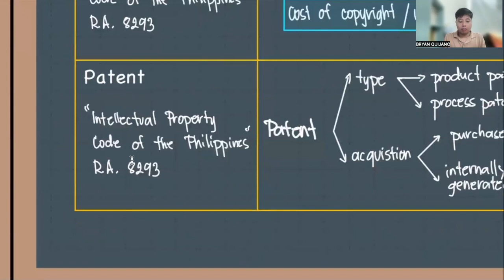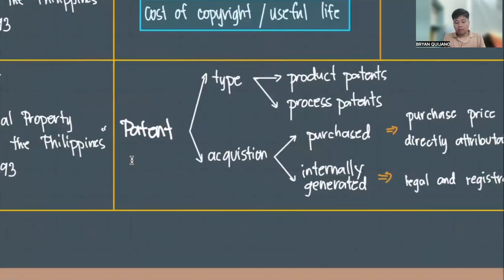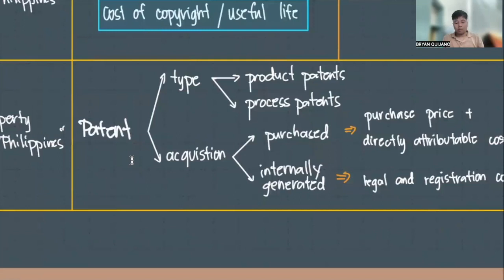Let us talk about patents. Patents have two types: product patents and process patents. Examples of product patents are the design of phones and the design of computers. An example of a process patent is, let's say, you have a new way to pasteurize milk. Then you can apply for a patent on that kind of process.